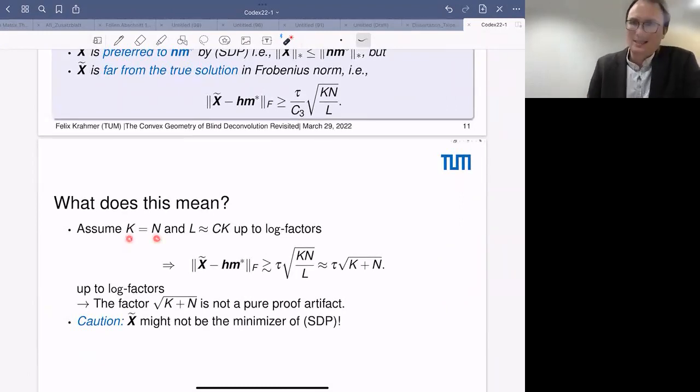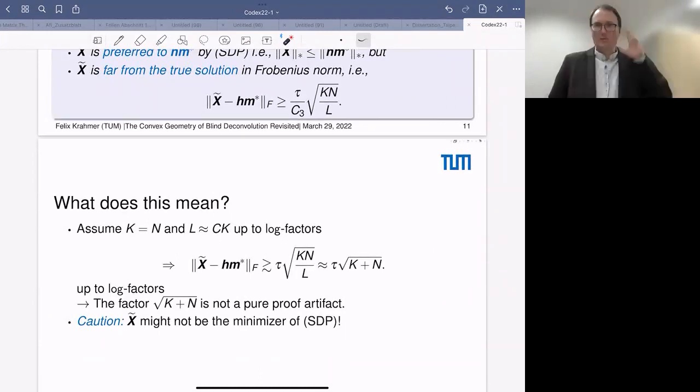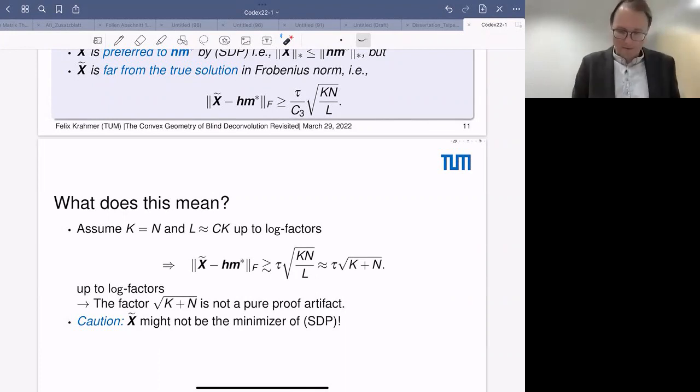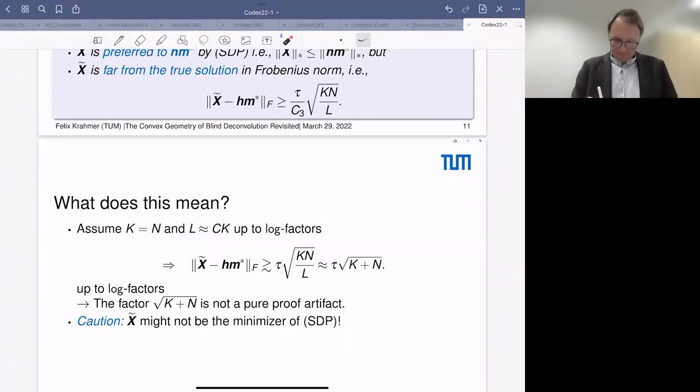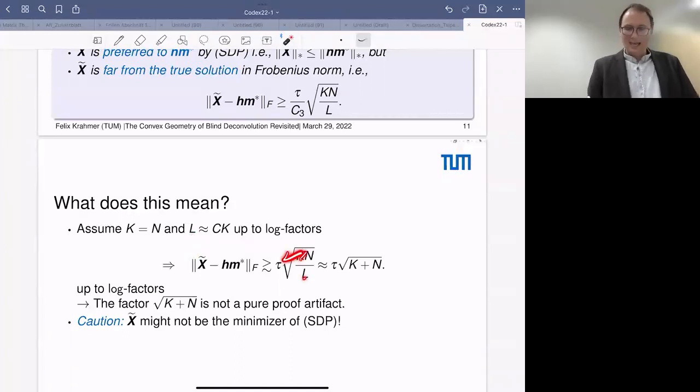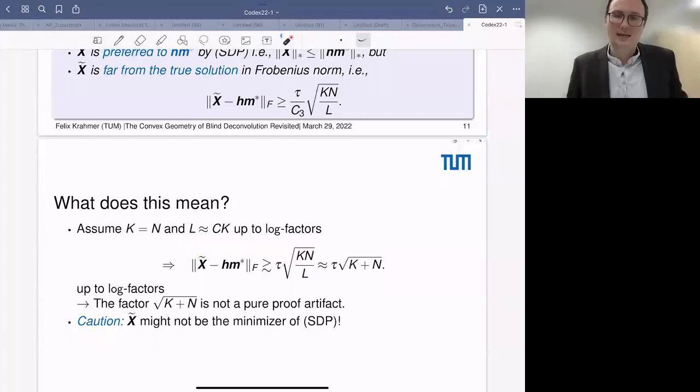Let's assume that the two dimensions k and n are the same, and that we are in the competitive regime where things scale linearly up to logarithmic factors. So here, the number L of measurements is near linear. What will happen, up to log factors? What we said was given by the previous result is tau times the square root of k n over L. Now we're just plugging this in: L would cancel the k, then the n remains, and n and k are of the same order.